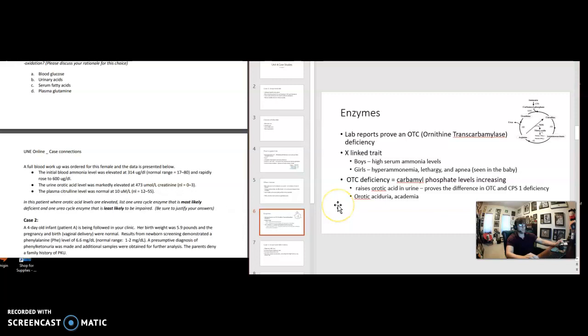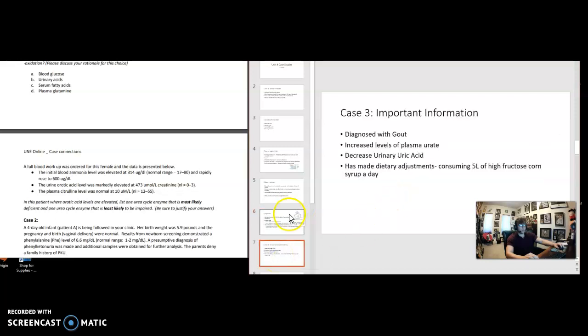An OTC deficiency triggers increased carbamyl phosphate levels. This in turn raises uric acid in urine. This is what differentiates an OTC deficiency and why it's not a CPS1 deficiency. We then see uric aciduria and acidemia, which are seen by the baby as well. So let's move on to case 3.